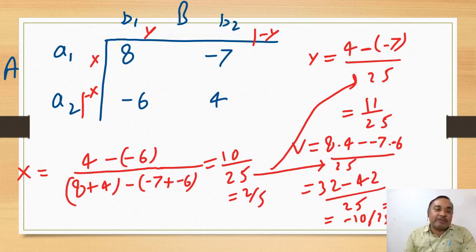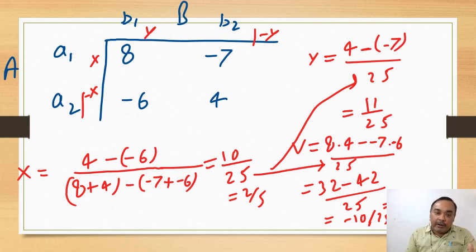So no saddle point means we have to apply the formula. How to apply the formula? As I have already told you, to find the value of x, simply close the first row. Start reading from the last: 4 minus -6. If you have to calculate the value of y, simply close the y column. Start from the last: 4 minus -7.